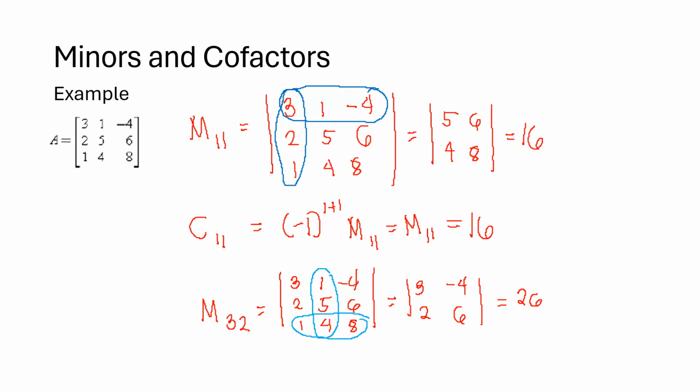And then if you are going to have the cofactor of A sub 3 2, you have negative 1 raised to 3 plus 2 times the minor of A sub 3 2, which is equal to negative the minor of 3 2, which is equal to negative 26.